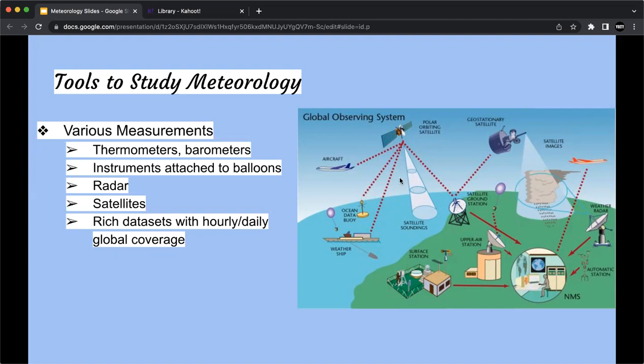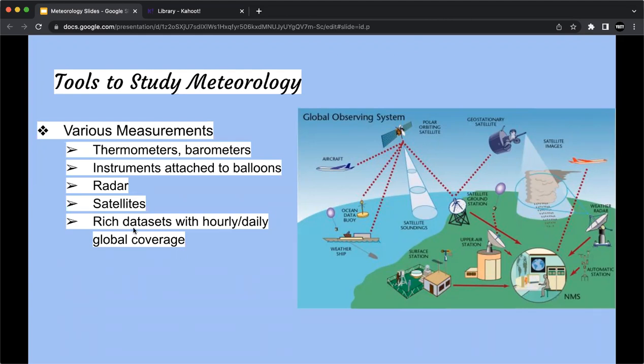And then all the information from these various types of tools will go back to the NMS, which is the National Meteorological Service, or maybe some other meteorology related services. And then, yeah, scientists can study the data collected.